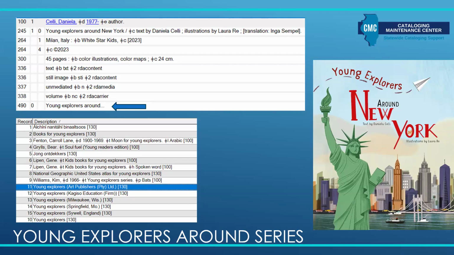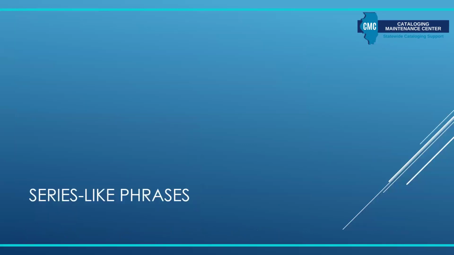The screenshot on the bottom left is of the search results from the OCLC authority file. As you can see, there is no entry for Young Explorers Around. So I've got that blue highlight where it should have appeared in the search. And then the screenshot on the right is just the front cover of Young Explorers Around New York, so you can see what the book looks like.